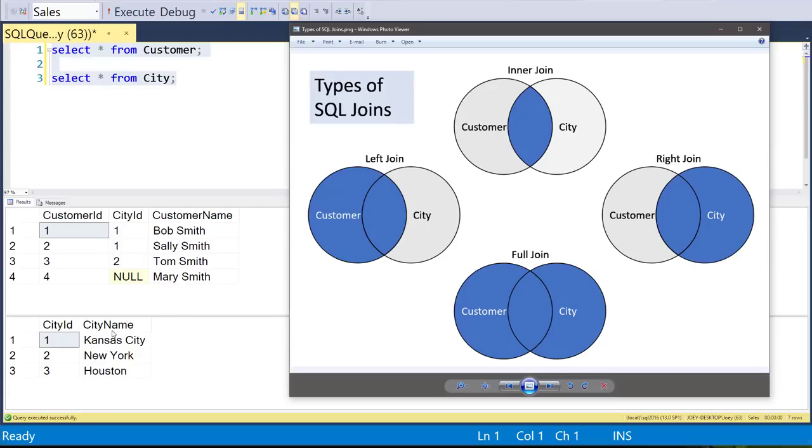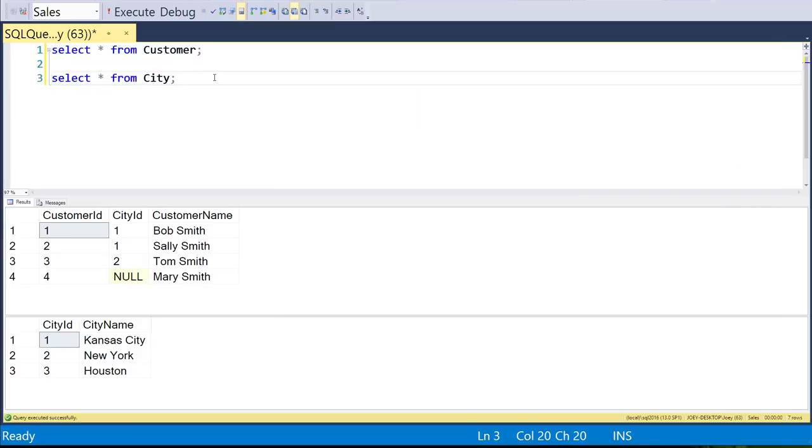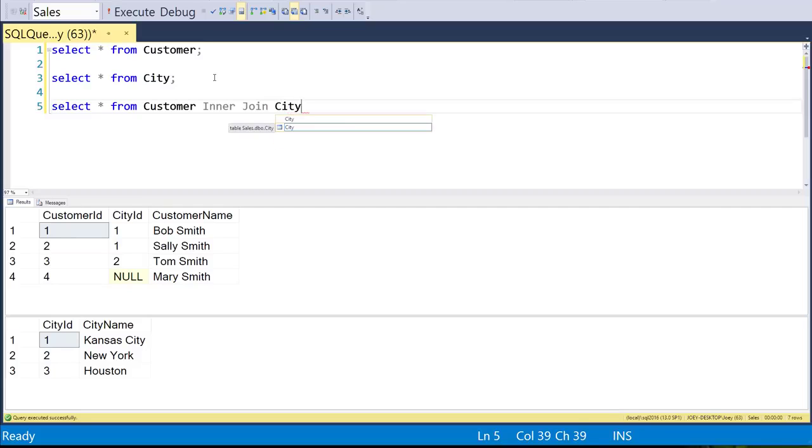So let's go ahead and write this inner join, and let's see if we can get that intersection between customer and city. So in order to write that, I write select star from customer, so that's my first table, and then I do an inner join, and then I do that with city. And what we have to do when we join something is we have to say, well, what do we join it on? What are the 2 things that are supposed to match? In this case, I'm going to say on customer dot city ID equals the city dot city ID.